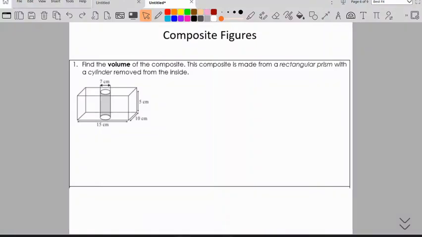Let's take a look at composite figures. Composite figures are formed when we have two or more shapes combined or a shape subtracted from a shape. So we can either add shapes together or we can subtract shapes from each other. Let's see what we have in this first example.